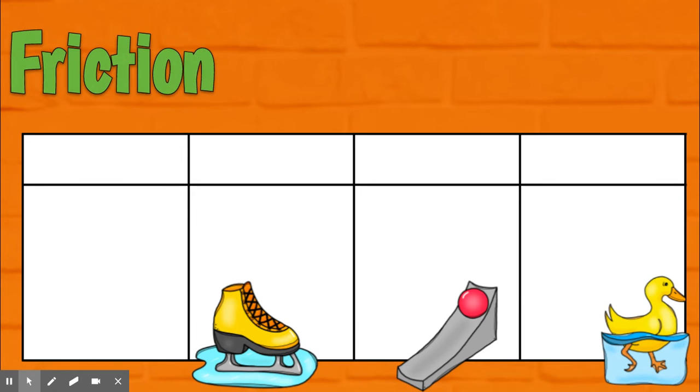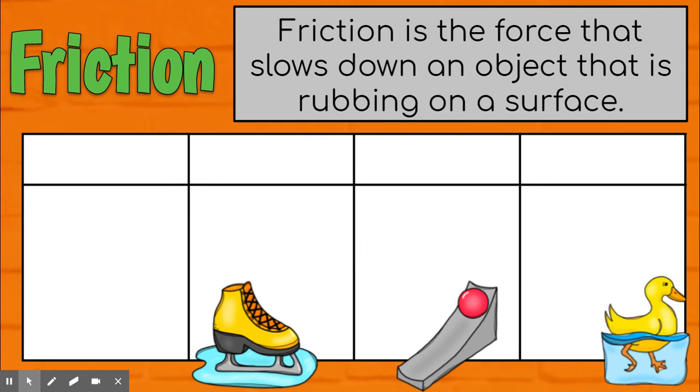Okay, next we're going to talk about friction. This is a really important part of our unit on forces and motion. Friction is a force, but it is a force that slows things down. Friction is a force that slows down an object that is rubbing on a surface. You can also define this as a force that slows down the movement of an object, acting in the opposite direction. Friction acts in the opposite direction of the object's movement.